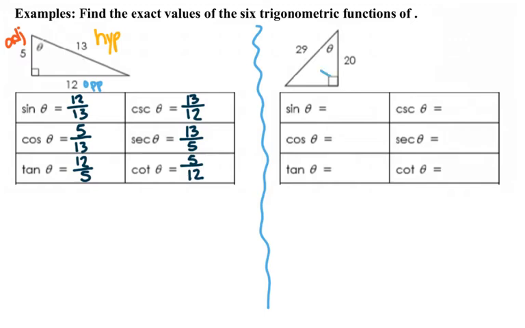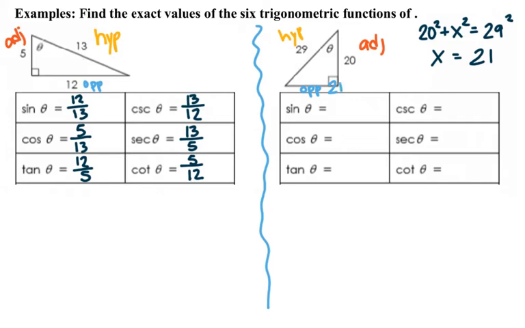So we have the hypotenuse is 29. It's my longest side. It's across from the right angle. I have my adjacent side of 20. I don't have my opposite side, but I should know how to find this. This is a right triangle, so I can use the Pythagorean theorem really quickly. Pythagorean theorem says a leg squared plus a leg squared equals hypotenuse squared. So if I do this, I should get that. Oh, sorry, I just erased that. X equals 21. So my opposite side is actually 21. So now I can fill in this information.